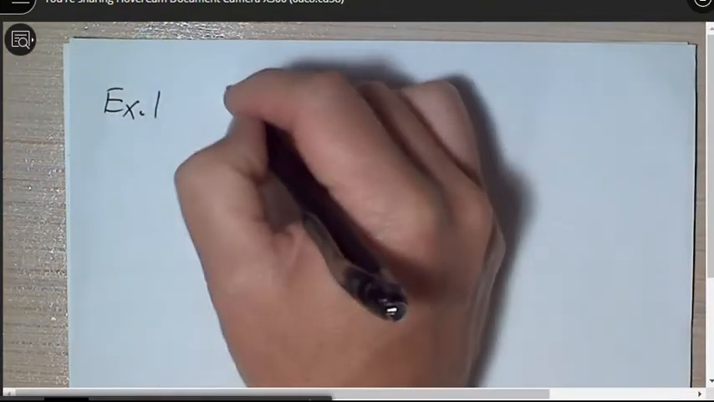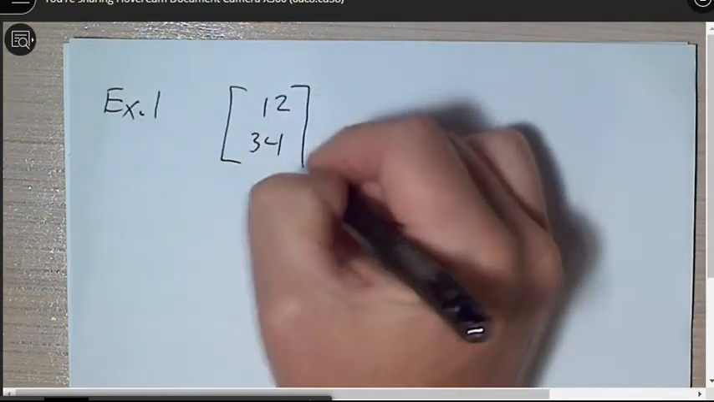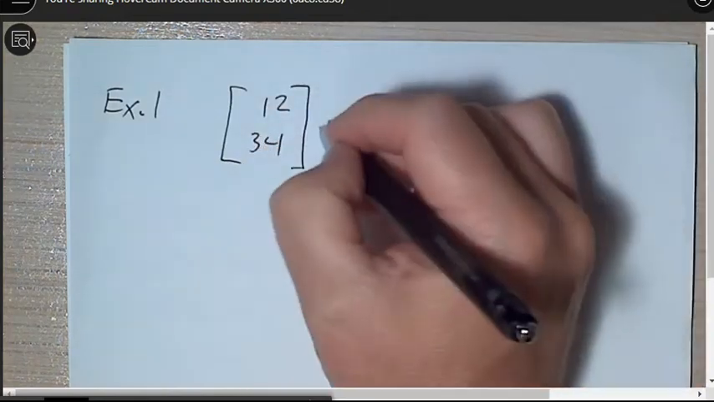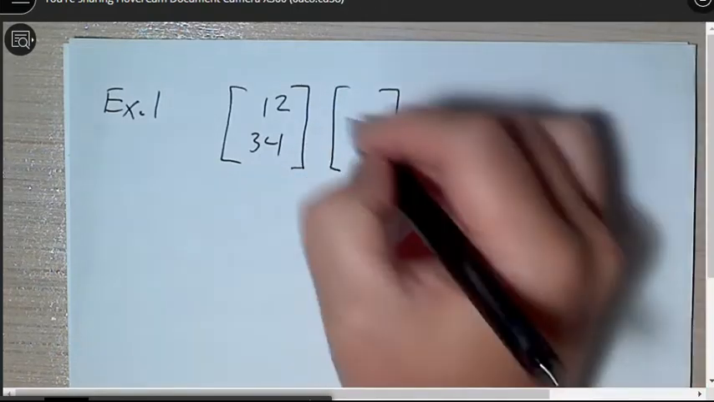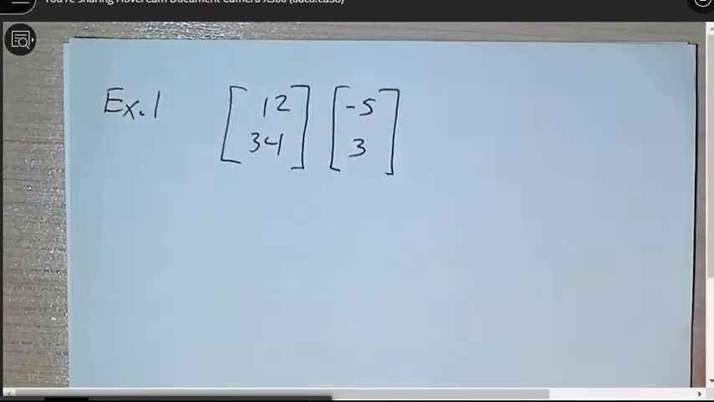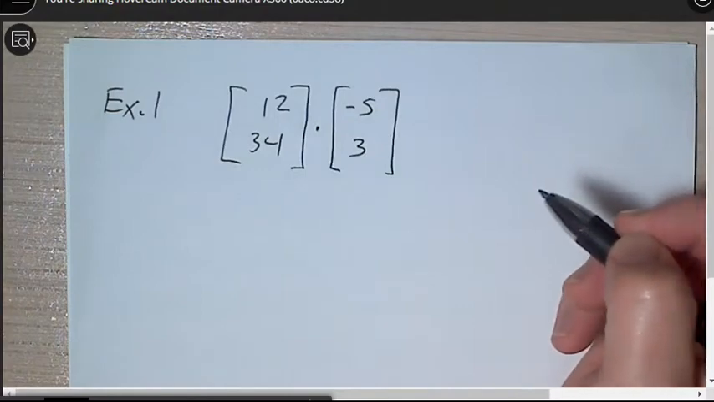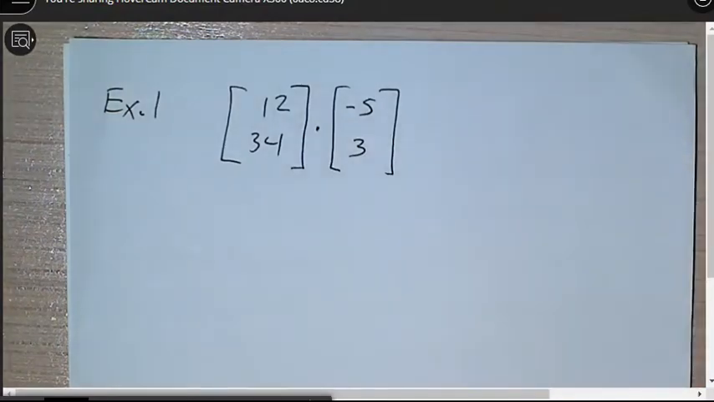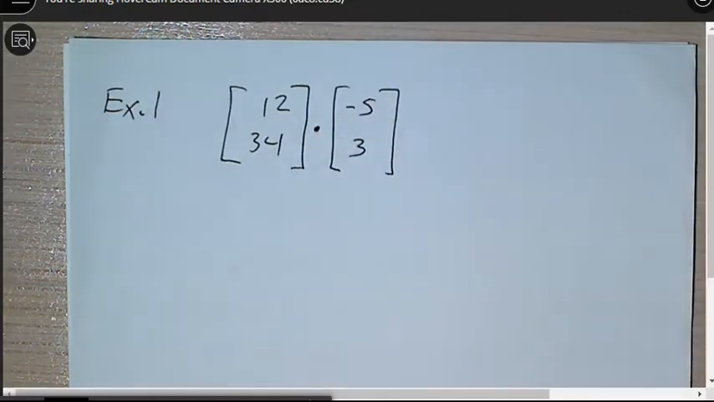All right, so let's take the matrix 1, 2, 3, 4 and multiply it times -5, 3. For multiplication, a lot of times they'll just write it like this. They might occasionally put a dot in between to show that's multiplication, but most of the time they'll just tell you to multiply. Usually they'll say perform the operation, and in that case they'll probably put a dot there.